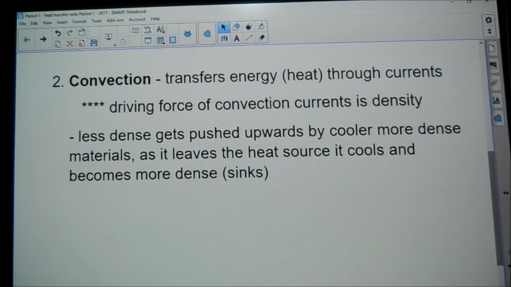It's less dense, gets forced upwards by the cooler, more dense air. And then as it leaves the heat source again, it cools, and it's just a cycle. Remember, heat or warm air does not rise, it gets displaced by cooler, more dense air. That's a misconception, unfortunately, you guys come with.